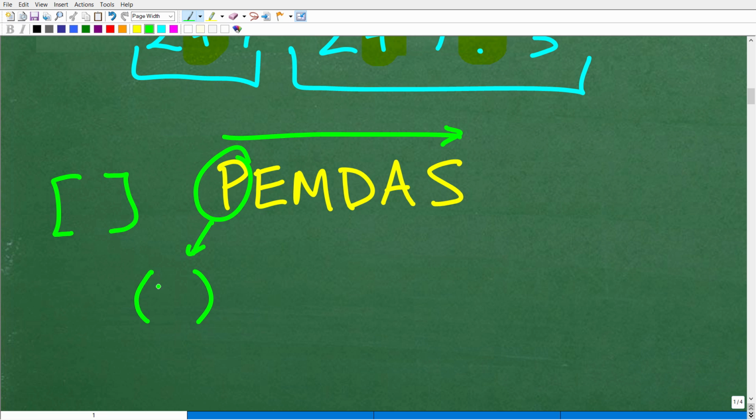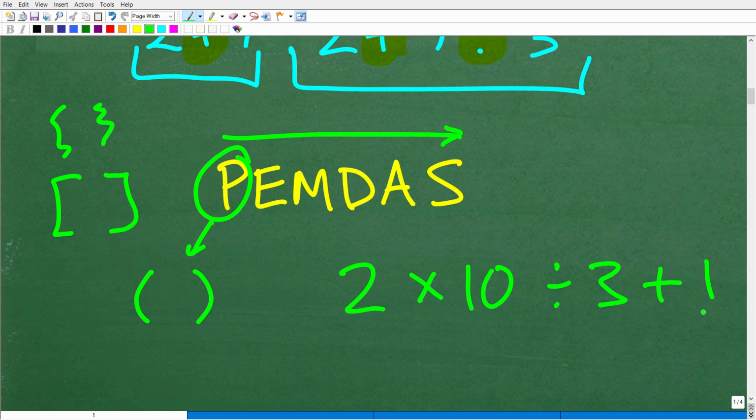So you can group numbers together by parentheses or these kind of brackets or even these kind of squiggly brackets like this. So if I had 2 times 10 divided by 3 plus 1, well, I can create all sorts of groups. I can put parentheses here, or maybe I could put brackets right here. These are groups, okay? So the P in PEMDAS means start with any parentheses or grouping symbols that you might have and always go to the innermost parentheses or grouping symbol. So in this case, we would start the problem here.